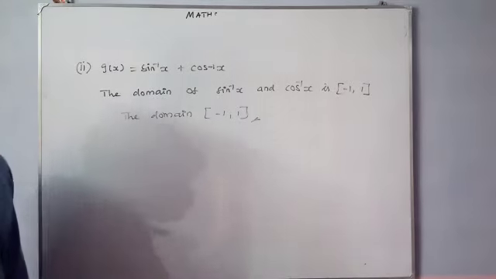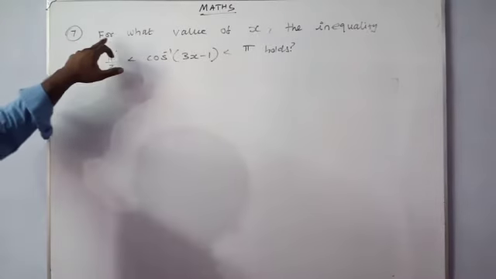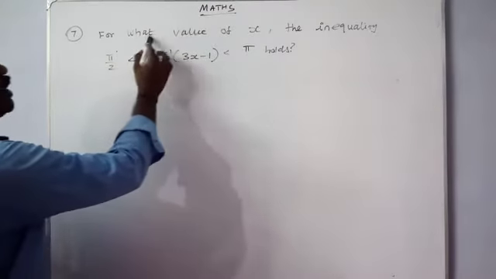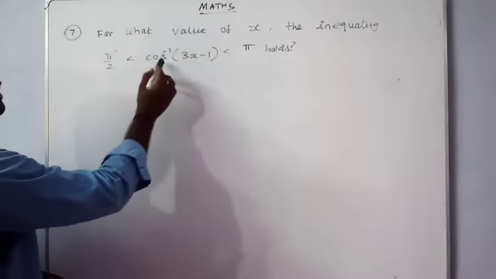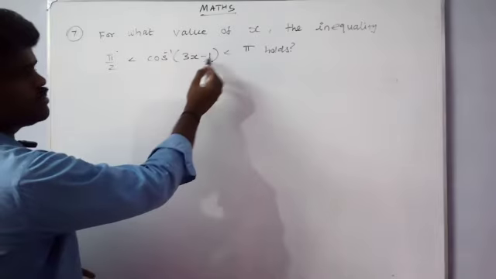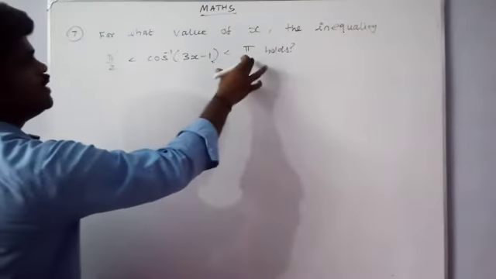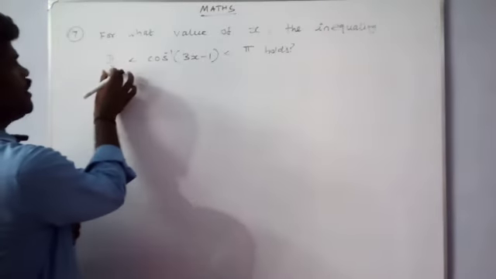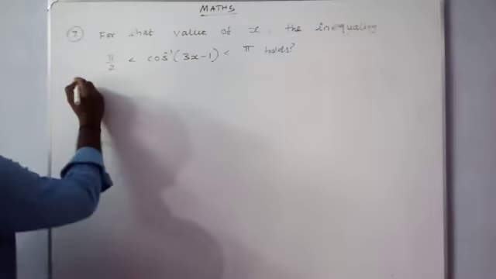So refer to the sum. Next sum, question number 7, exercise 4.2. For what value of x does the inequality pi by 2 less than cos inverse of 3x minus 1 less than pi hold? In which interval does cos inverse x satisfy pi by 2 to pi? Okay, the solution.